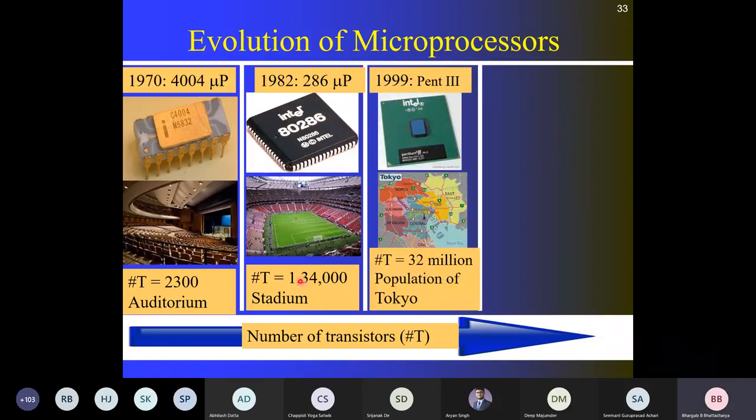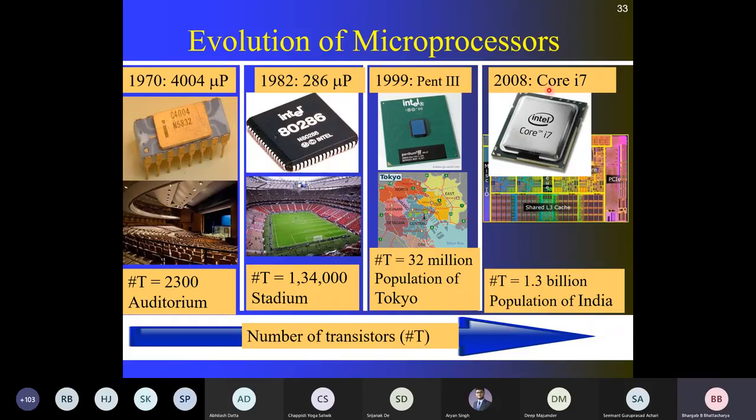Moving ahead, in 1999, when the Pentium 3 was announced by Intel, this small chip encapsulates 32 million transistors. And this is the population of Tokyo. So as you can see, the number of transistors is increasing at an amazing rate.